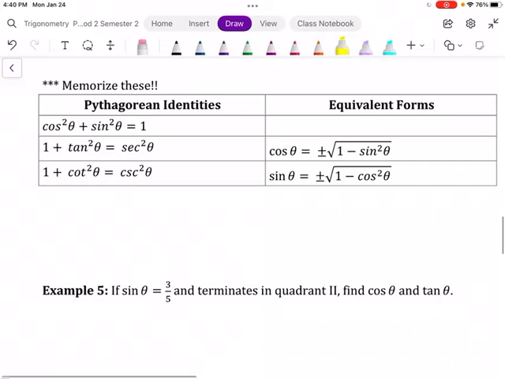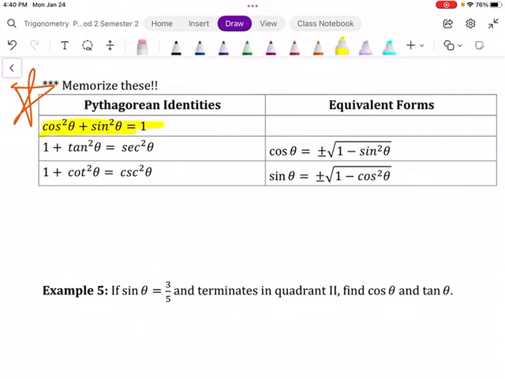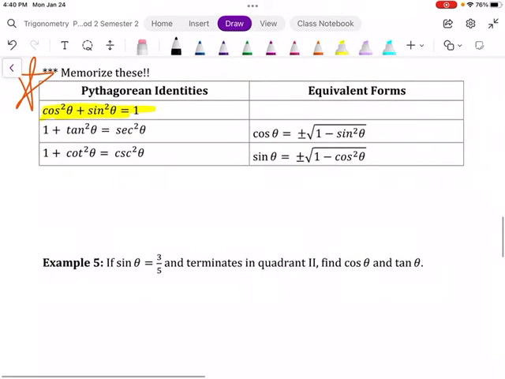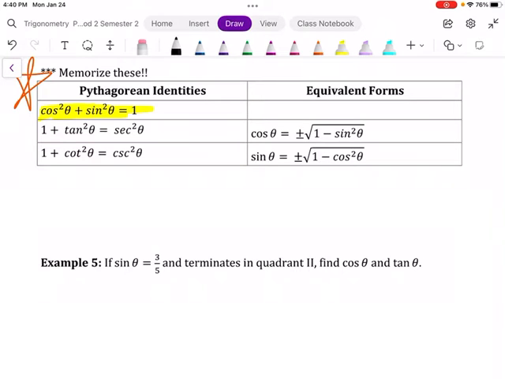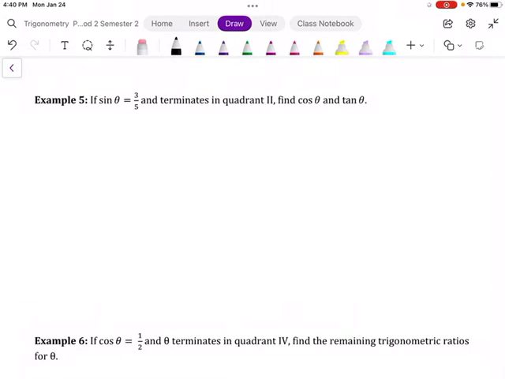And the last identities that we're going to be working with are the Pythagorean identities. Now, I know it says memorize these, but if you just memorize this first one, you would be okay. This is the most important one that we are going to be using. And on a quiz or a test, that's the one that would be most useful to you to have memorized. So this is called a Pythagorean identity, and it's one that we would need to know. Cosine squared theta plus sine squared theta equals 1. And we can use that to solve problems.